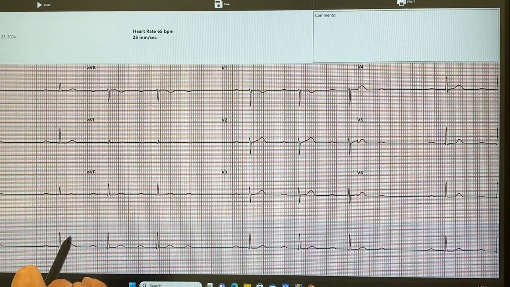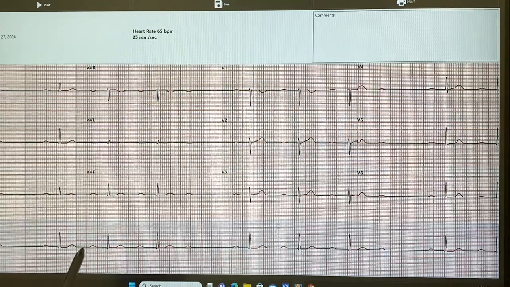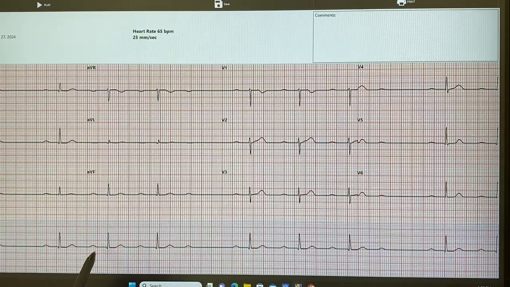So 5, 10, 15, 20, 1, 2, 3. For the rate, I got 65. Okay, so that's a normal ventricular rate. And then we do have P waves present. First, do they look normal? Smooth, equal on both sides. So I would say yes, they look like normal P waves.